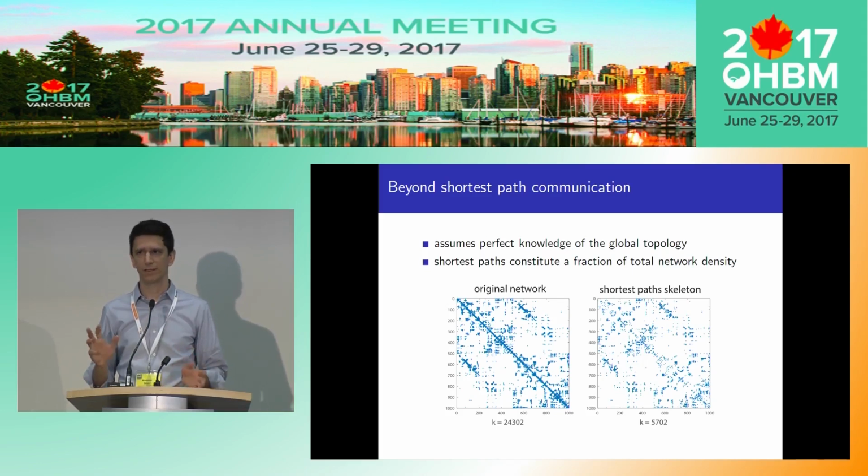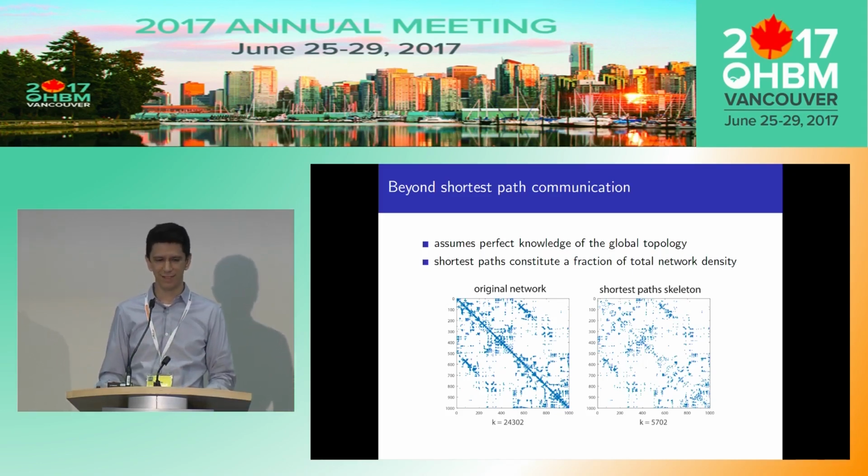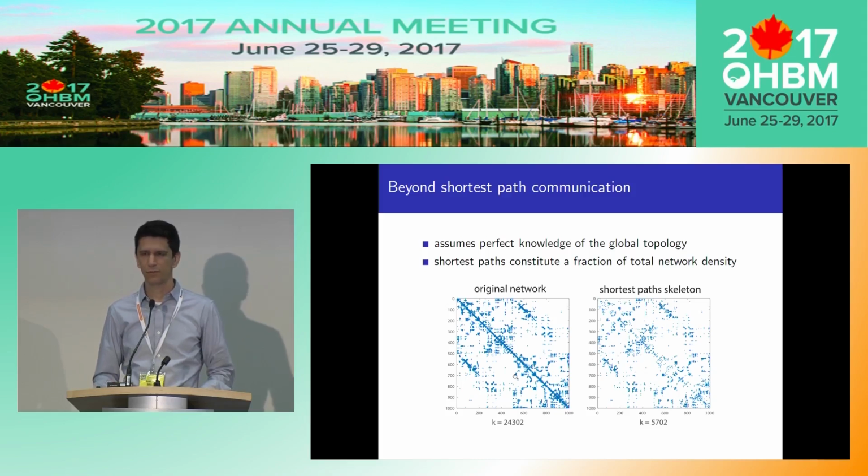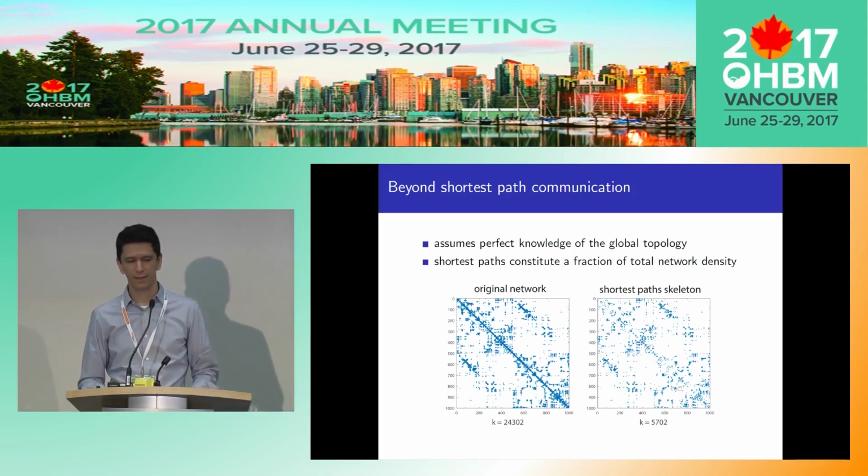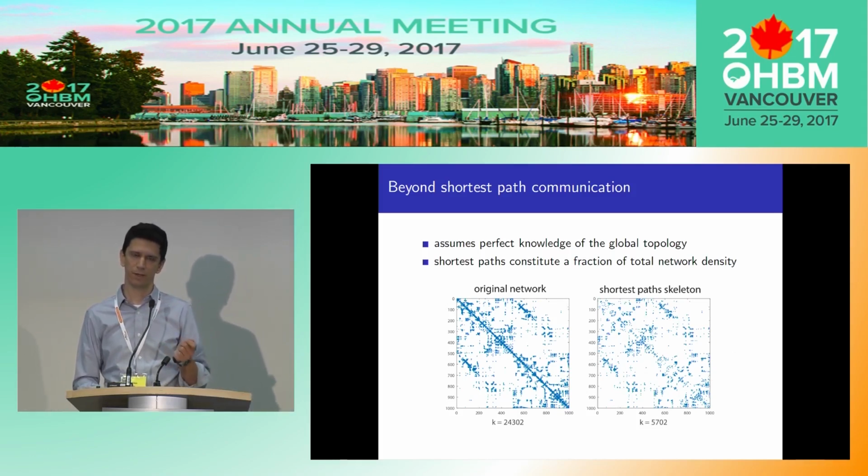which is a bit of a physiologically implausible assumption to make. In addition, shortest paths constitute only a small fraction of total network density. So what I'm showing you here is a diffusion-weighted adjacency matrix. And here is a matrix with connections that participate in at least one shortest path in the network.